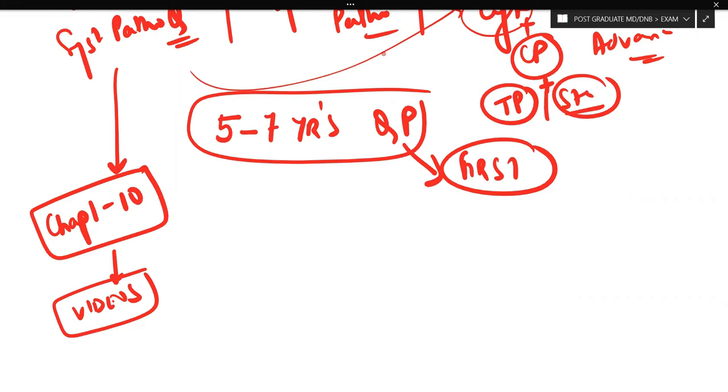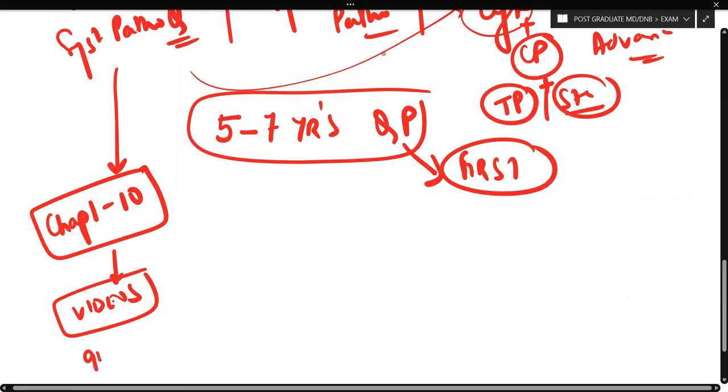You have to jot down time for general pathology, and not only for general pathology. I'm going to discuss each and every section and tell you how to plan out your time. So it is very, very important. It is very easy. 90 to 95% of questions, if you see, are coming from chapter number 1 to 7. So 95% of questions are coming from here.